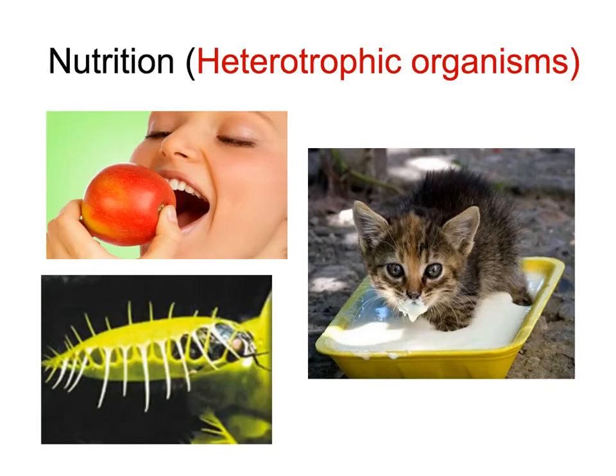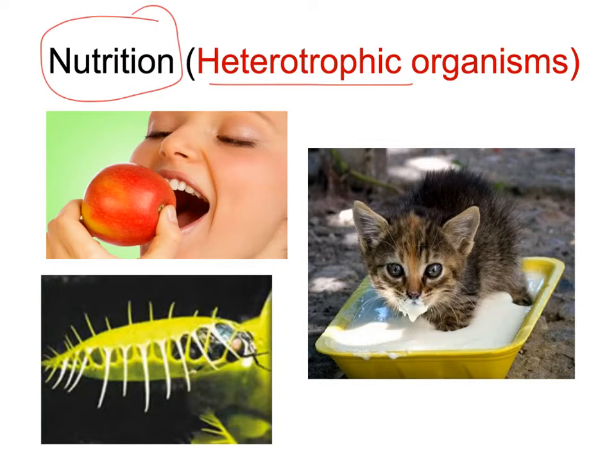Second characteristic is the nutrition. To survive, all the living organisms need nutrition. Nutrition is the food, the way to obtain food, and there are two types of organisms according to their nutrition ways. The first one is heterotrophic. Heterotrophic organisms obtain their food from other organisms or from the environment. For example, human is a heterotrophic organism.